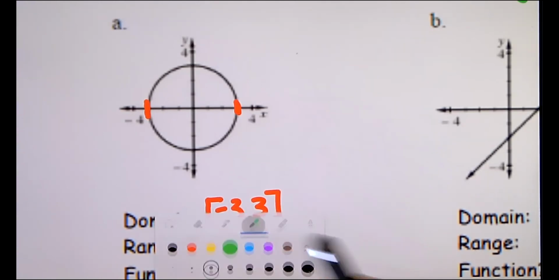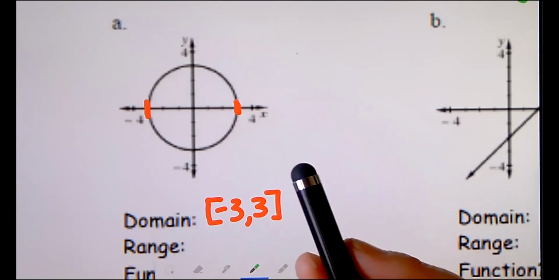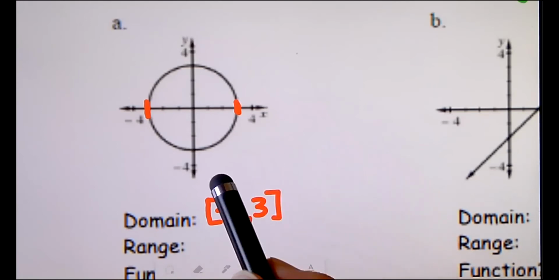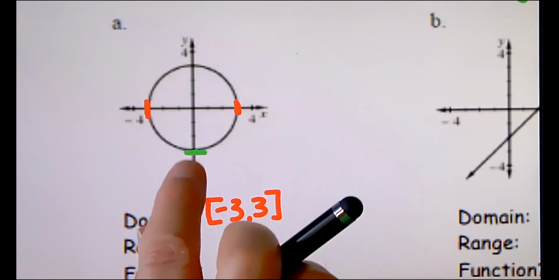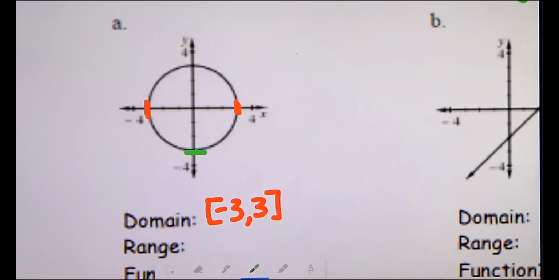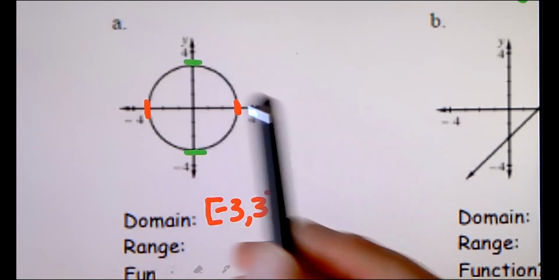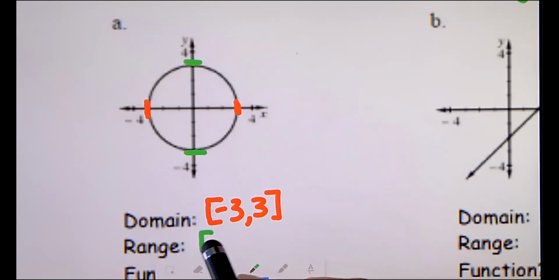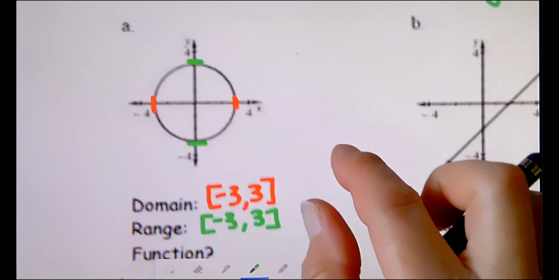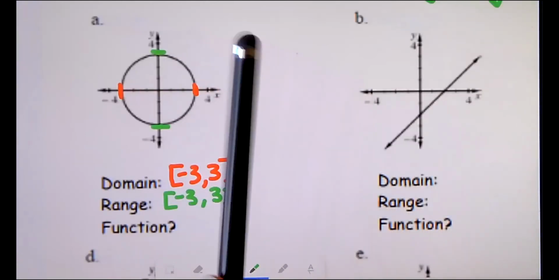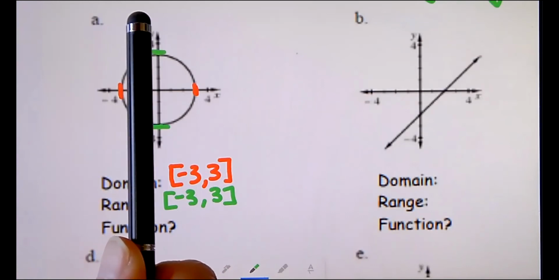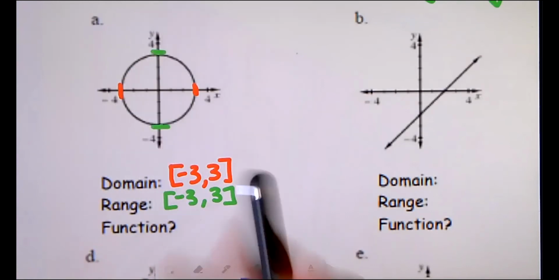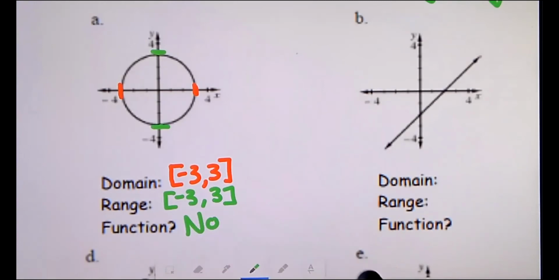Now when I'm doing my range, it's how low and how high. So how low does the graph go? Well, the graph goes all the way down to here, and that is -3. And it goes all the way up to here, which is a +3. So again, close bracket, -3 to 3. And then if I was to use the vertical line test, this is definitely not a function because as it's going across, it's touching twice, many places. So this is no, not a function.